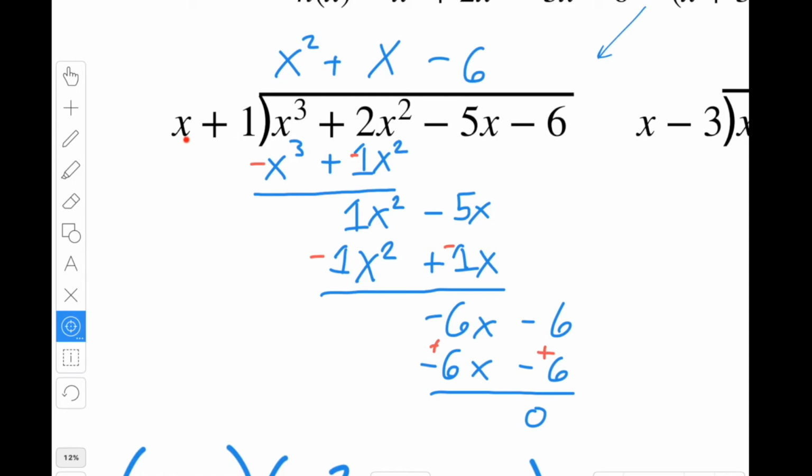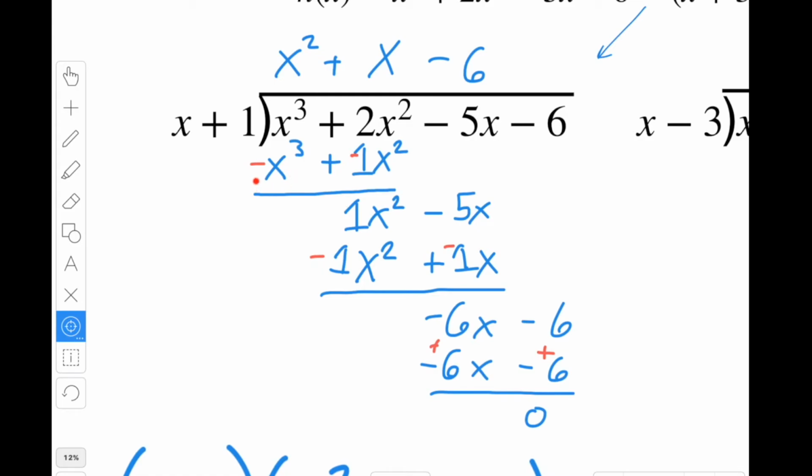So you look at x plus 1 and you ask yourself, with this leading term and this leading term, how many times does x go into x cubed? Well, it would go in x squared times, because x squared times x is x cubed. Then x squared times 1 is 1x squared. Now, you remember with numbers, you have to subtract at this point. So in order to subtract, you change the signs of both of these terms, and then you add vertically.